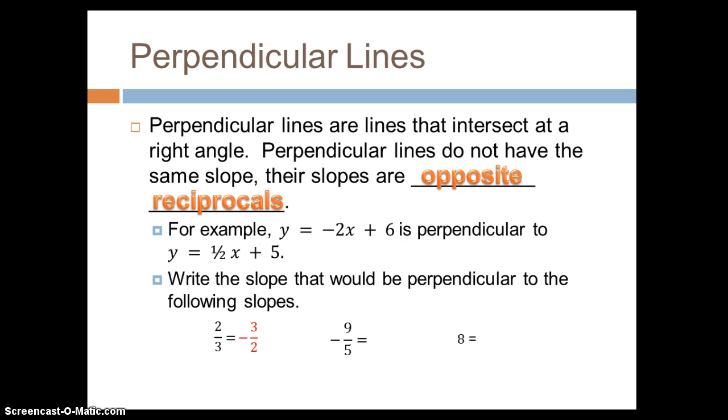Alright, the opposite reciprocal of 2/3 is negative 3/2. The opposite reciprocal of negative 9/5 is positive 5/9. And the opposite reciprocal of 8 is negative 1/8. If you have questions, please ask in class.